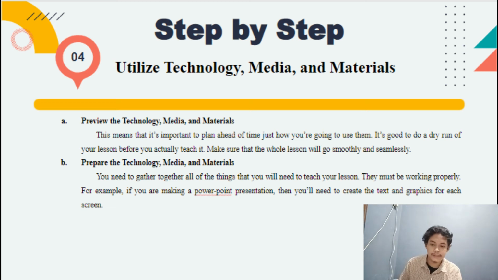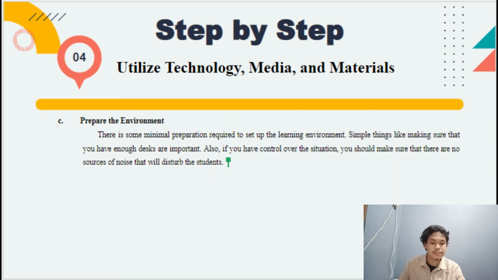The second P is prepare the technology, media, and materials. You should prepare all the things that you need in your learning activity and make sure that they work properly. The third P is prepare the environment. This is as simple as making sure that your desks have enough space and that there is no source of noise that will disturb the students.